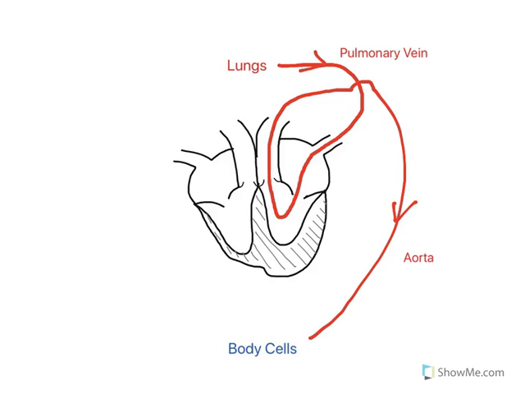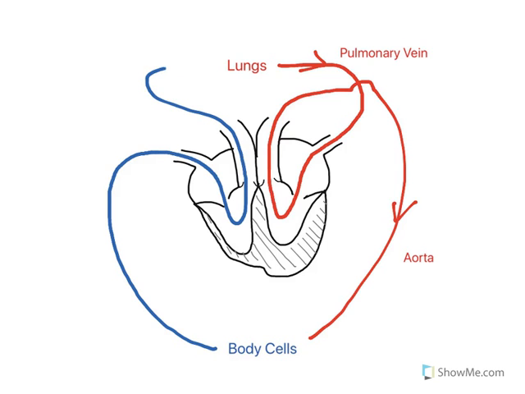At the body cells, the blood gives up its oxygen and its food, collects wastes and carbon dioxide, and becomes deoxygenated, and continues back to the heart in the vena cava, into the right atrium, down into the right ventricle, and out back to the lungs, where it gets re-oxygenated, like so.